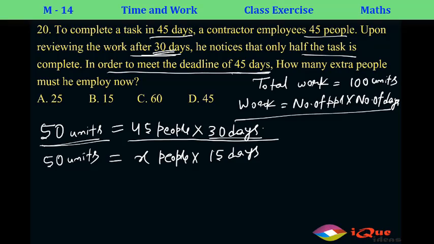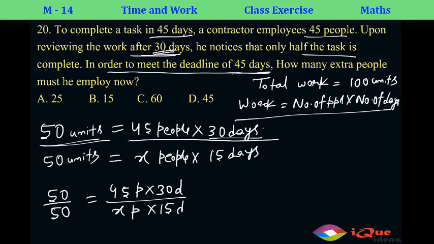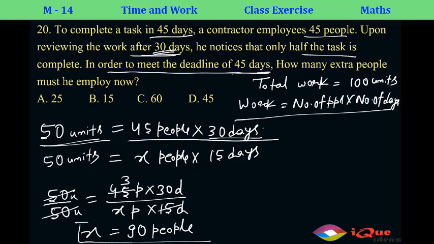So what will happen if you divide? 50 by 50, that is 1, equal to 45 people into 30 days divided by X people into 15 days. So 50 and 50 are cancelled. 50 units and 50 units, they are cancelled. 15 cancels 45 3 times. 3 into 30 is 90. So that means X is equal to 90 people. So in the second phase, there are 90 people working.